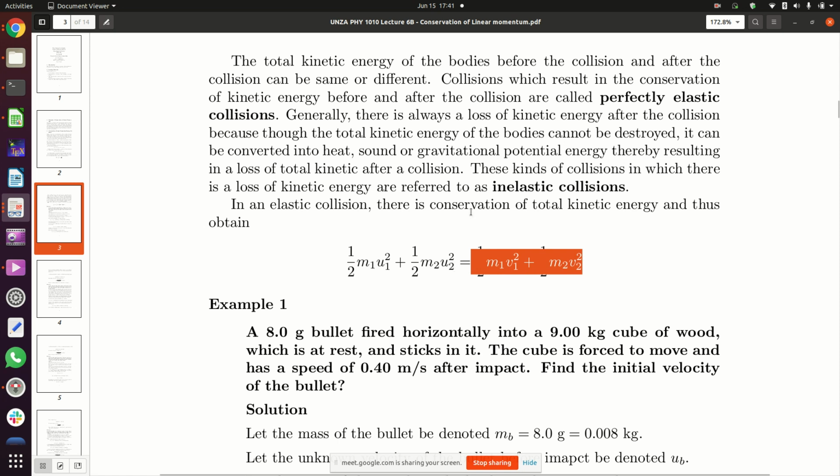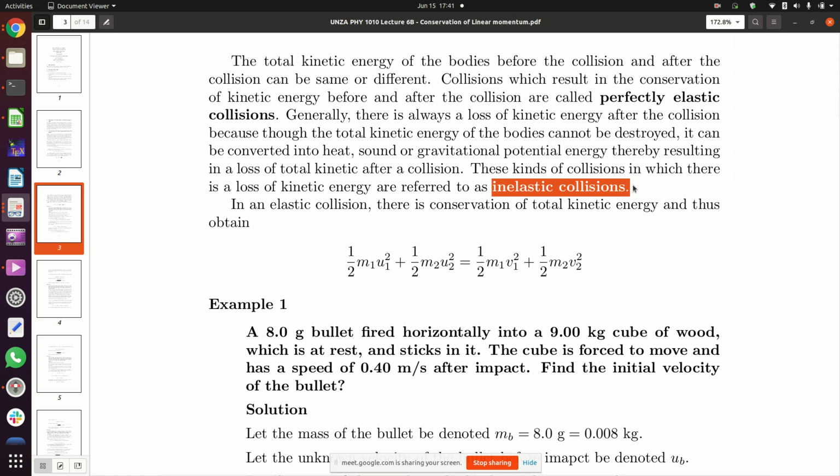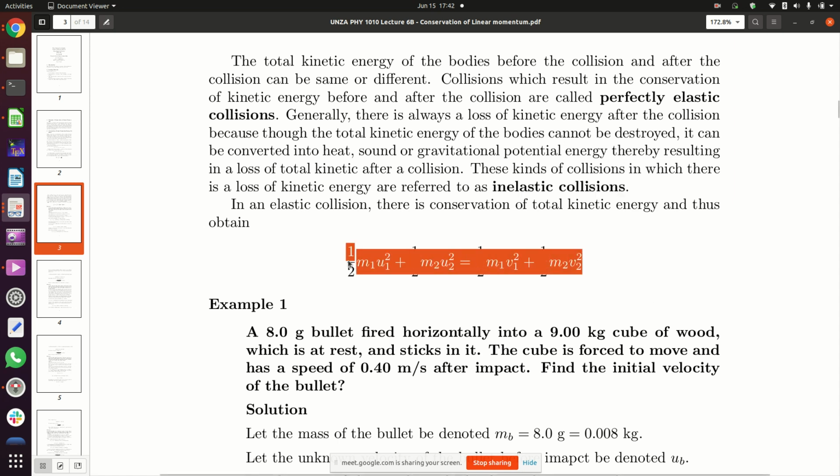So in that case, which is the most common case, what you have is what is called an inelastic collision. In an elastic collision, the total kinetic energy before the two objects collide and after they collide are the same. In an inelastic collision, this condition is not met, and that is the most common type of collision. Are we clear?